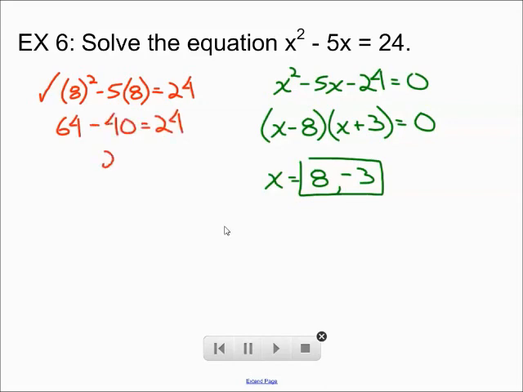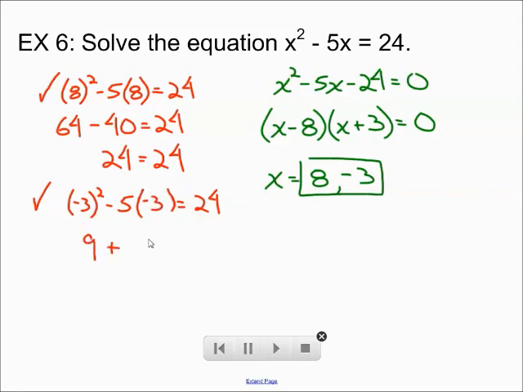Probably not a bad idea. 8 works. And sorry about my negative 3 there. Oh, I'll fix it for you. So we get 9 plus 15, which is also 24. So both values do work.